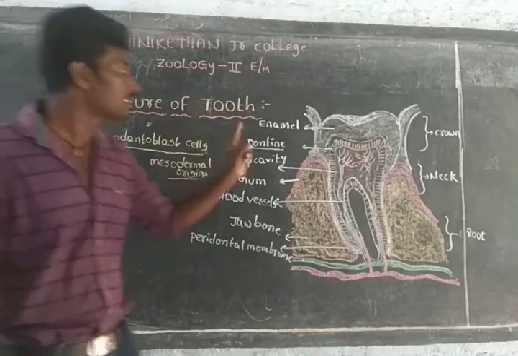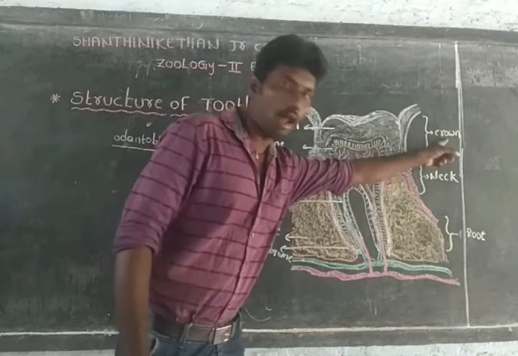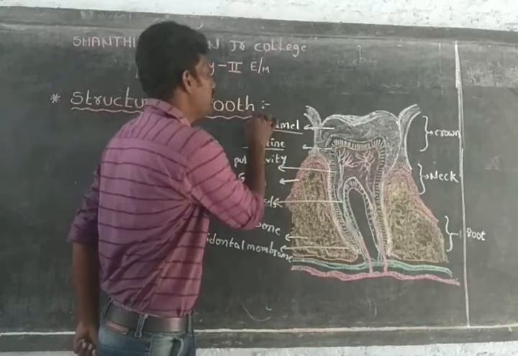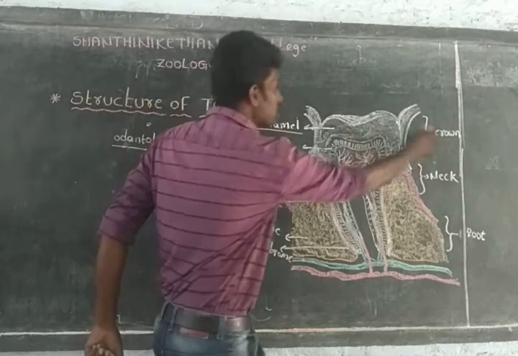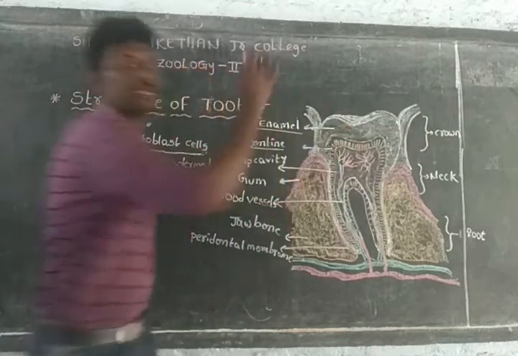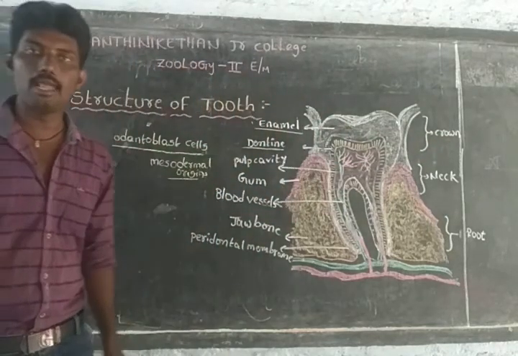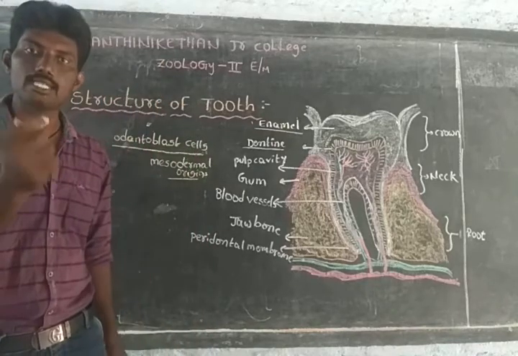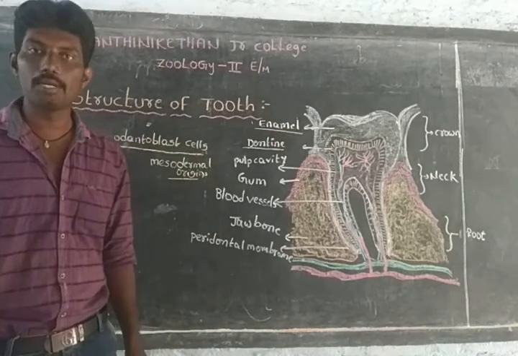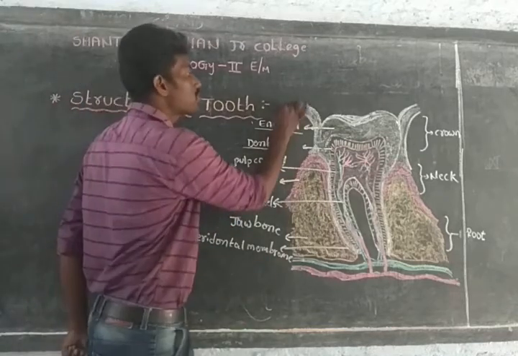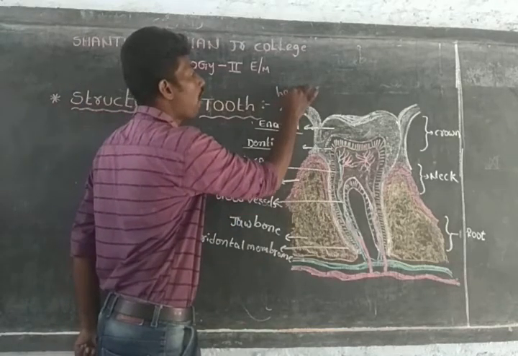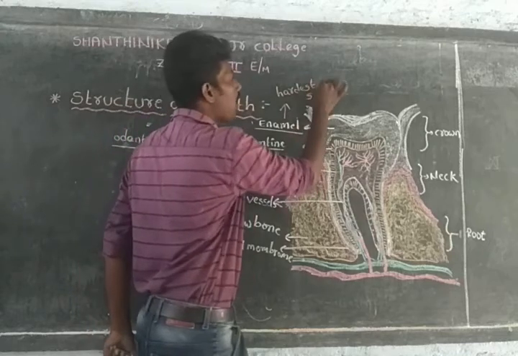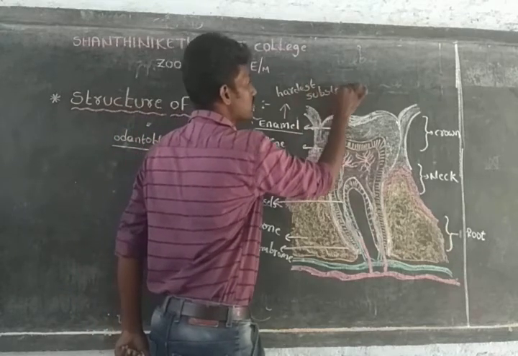Next, the dentine of the crown is covered by the enamel. Enamel is the hardest substance in our body.